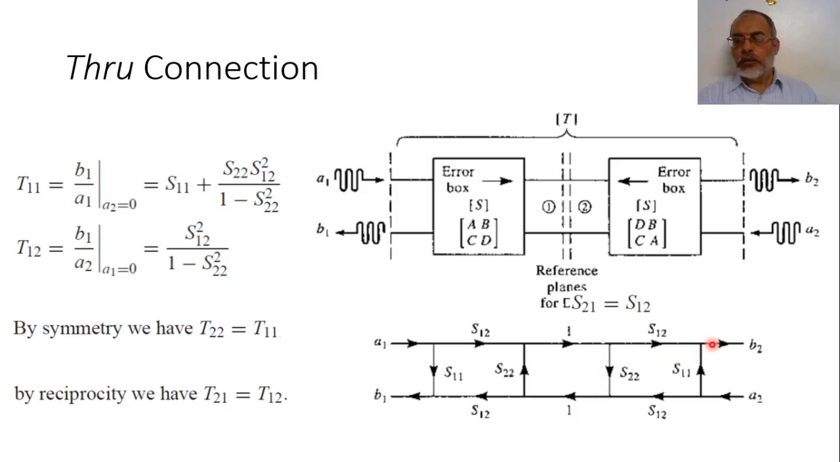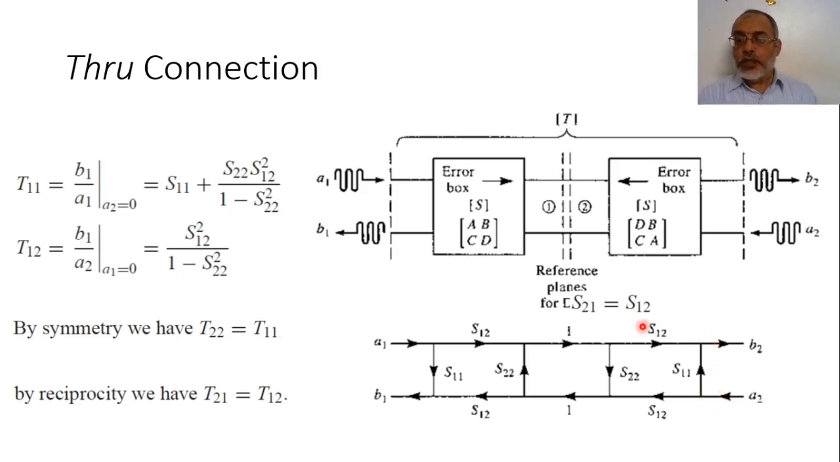So we are going to call the nodes in terms of the total structure here. A1 is the input, B1 is the reflected, B2 is the transmitted through the other port, and A2 is the input in the other port.